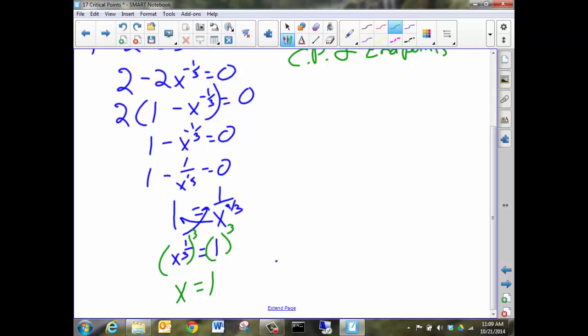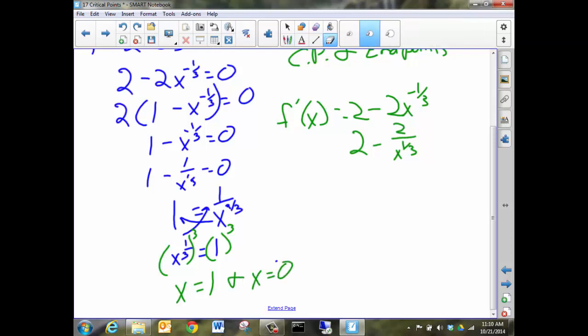X equals 0? You're saying that kind of hesitantly. Why? Look at your derivative. Our derivative is 2 minus 2x to the negative 1/3. What's another way to write that? 2 minus 2 over x to the 1/3, right? What can x not be? No, 0, right? If x is 0, that's undefined, isn't it? So x equals 1 is a critical point, and x equals 0 is a critical point.